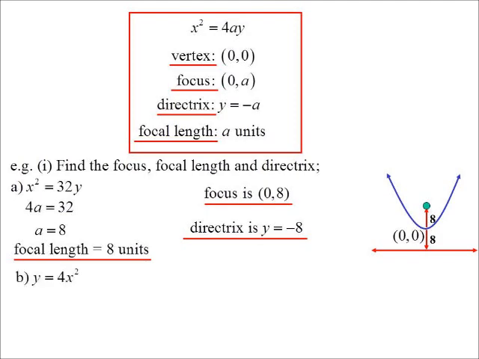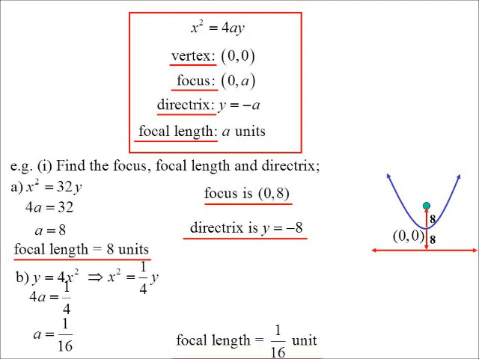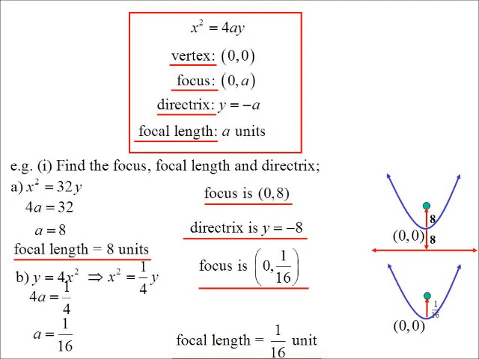So let's try this one. y equals 4x squared, because remember it's got to be in the form with x squared being the subject. So 4a is actually a quarter, not 4. So 4a is a quarter, a is 1/16. So focal length is 1/16. Again, there's my parabola. 0, 0. We're 1/16 above, so 0, 1/16. 1/16 below for the directrix. We get y equals negative 1/16. So it's all fairly straightforward when the vertex is at the origin.